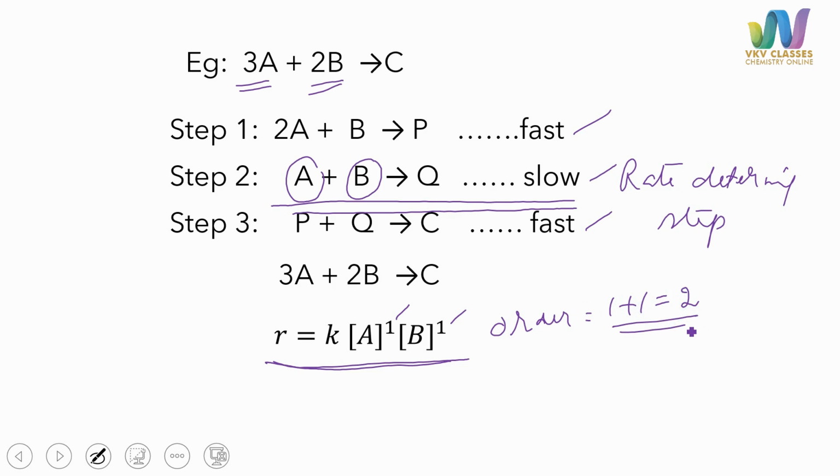So this type of reaction which takes place in a sequence of steps is called a complex reaction, and the slowest step in a complex reaction is called the rate determining step.